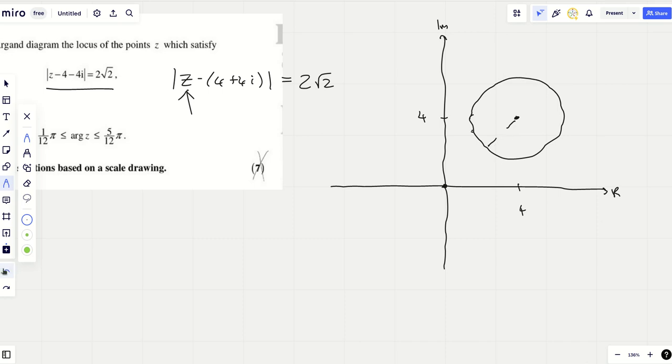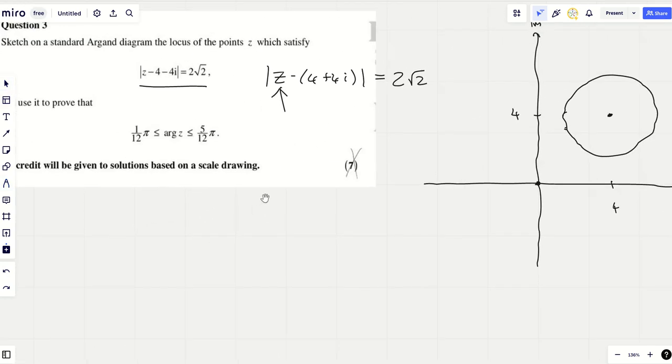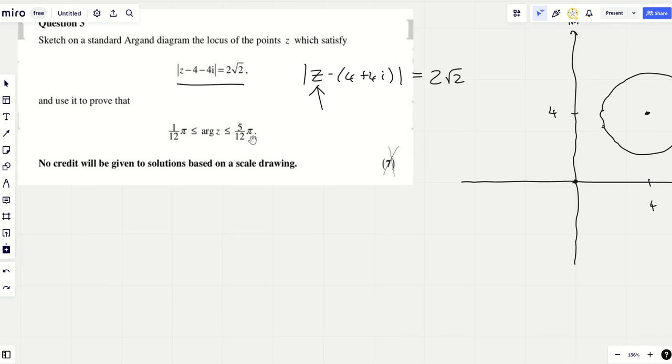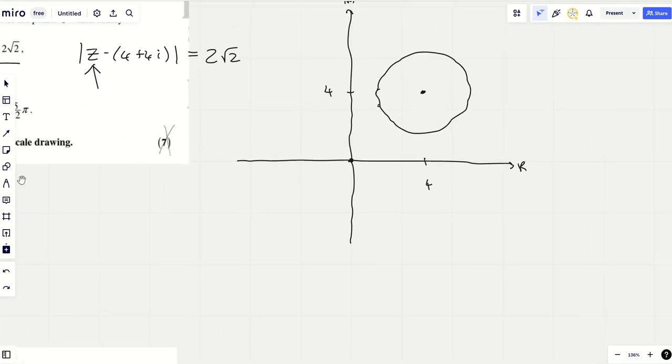Okay, so this is what we've got, and we've got to prove without a scale drawing or anything like that. You're not going to just draw it nicely. We've got to prove that the argument of Z is stuck between here and here. Well, what's it actually talking about here? Well, the argument of Z, if Z represents all of these complex numbers which live on the circle, all of these complex numbers can be thought of as vectors, and what's more, they are position vectors from the origin.